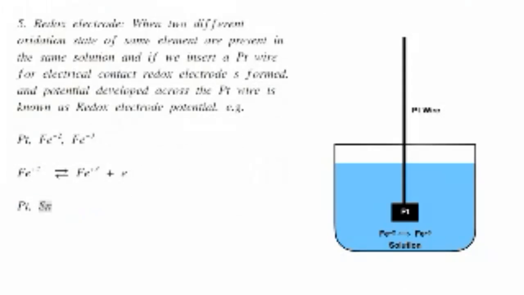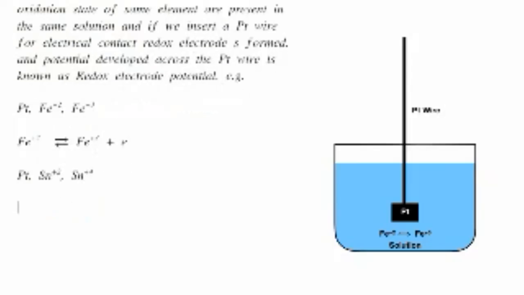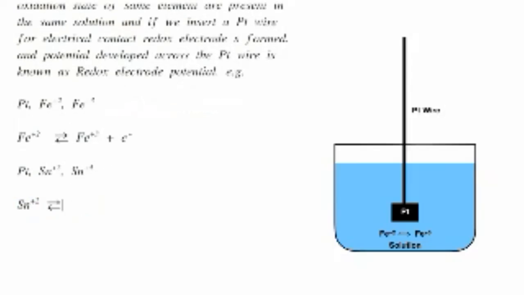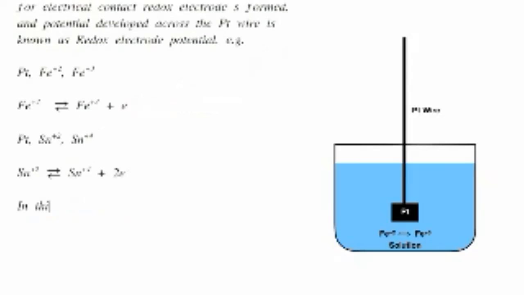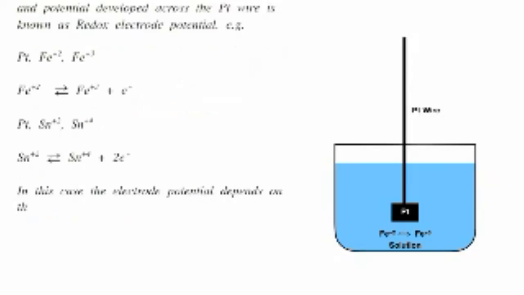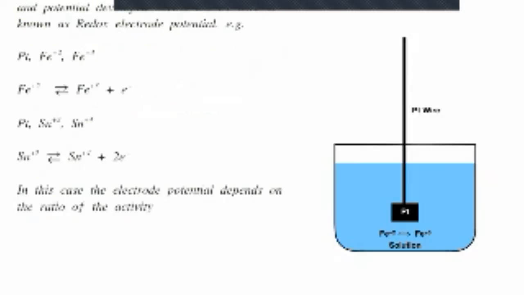Similarly, tin can also produce a redox electrode. The representation is platinum in contact with Sn2+ and Sn4+ ions. The oxidation reaction is Sn2+ produces Sn4+, and 2 electrons are liberated. In this case, the electrode potential depends on the ratio of the activity of the ions in the oxidation and reduction states of the metal.